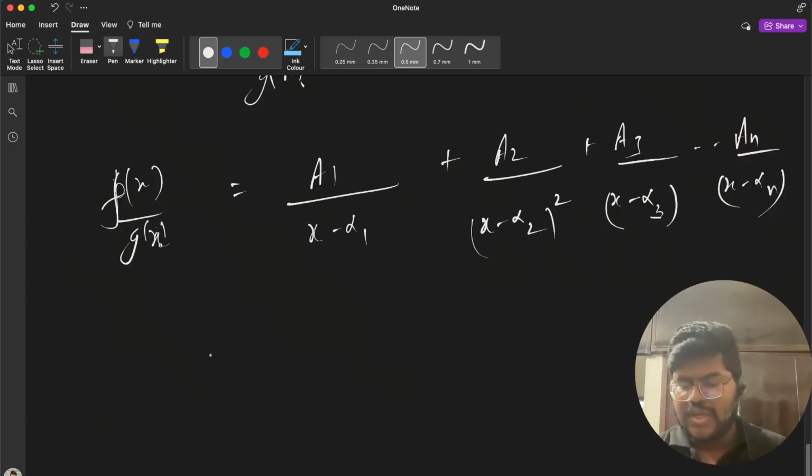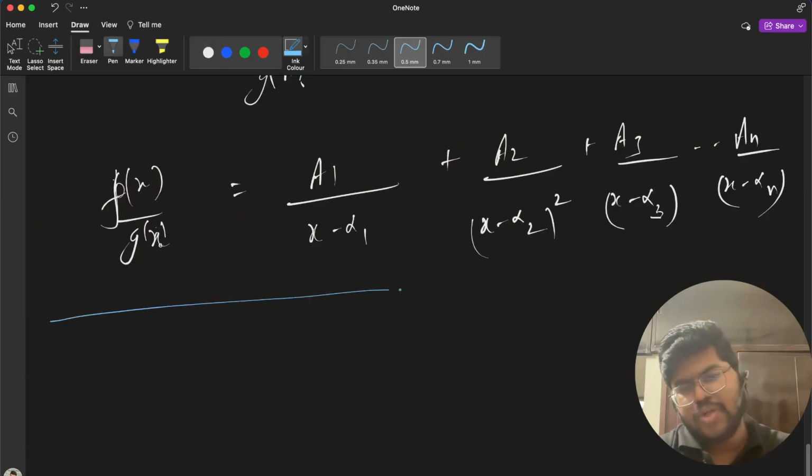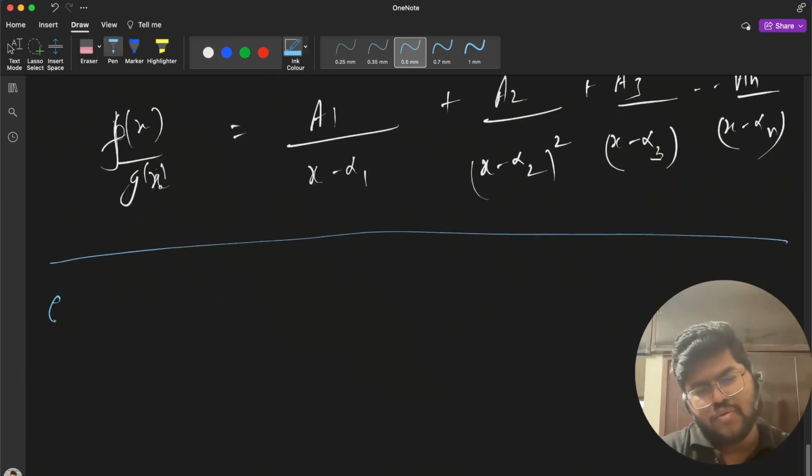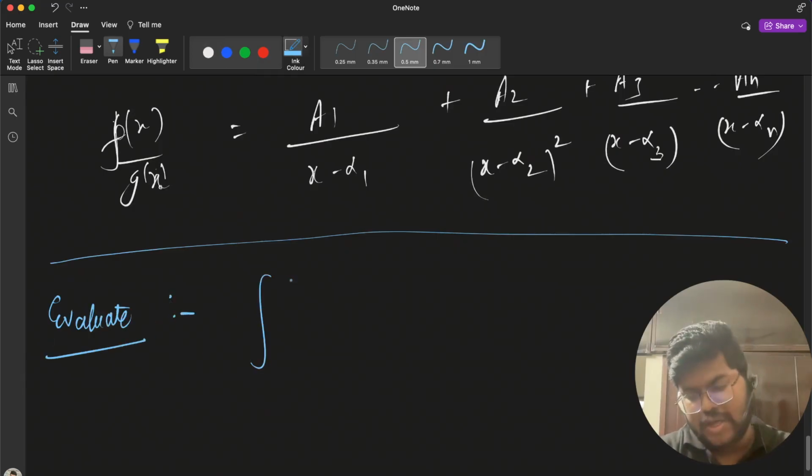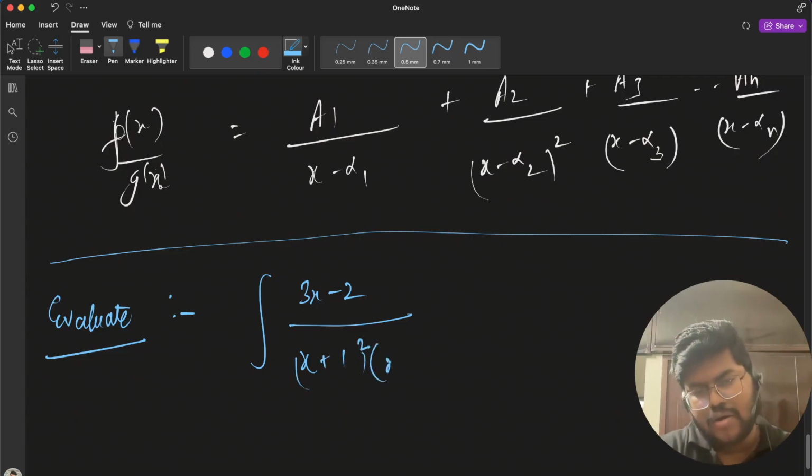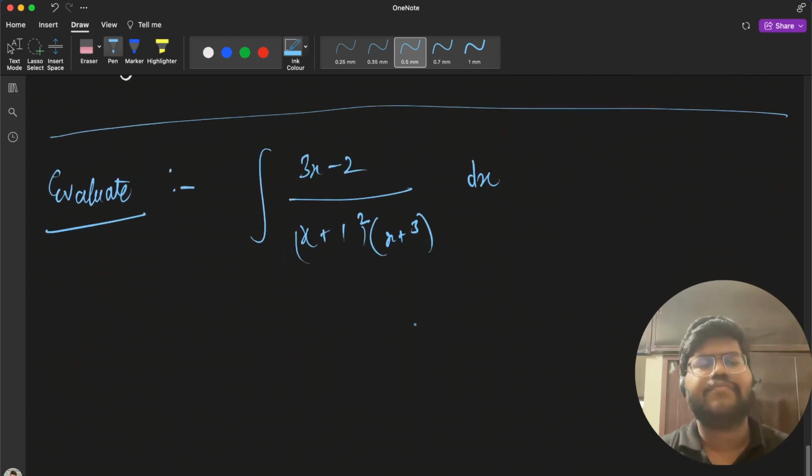So for this, let us take an example to understand it much better. The example is: evaluate the integration of (3x minus 2) divided by (x plus 1) squared into (x plus 3) dx.